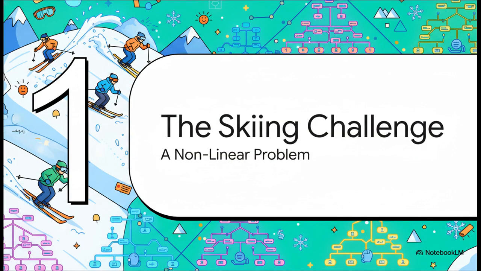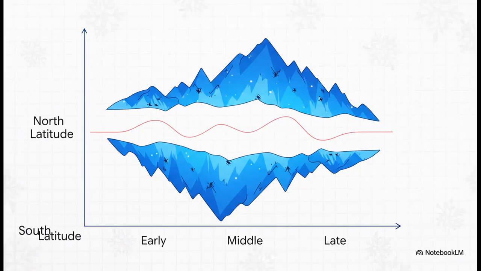So, what makes the skiing challenge so tricky for a computer? Well, it's because you just can't draw one single straight line to separate the ski spots from the no-ski spots on a map. And that right there is what we call a nonlinear problem. I mean, think about it, right? In the northern hemisphere, you're skiing in, say, January. But down in the southern hemisphere, you're hitting the slopes in July. And near the equator, forget about it.